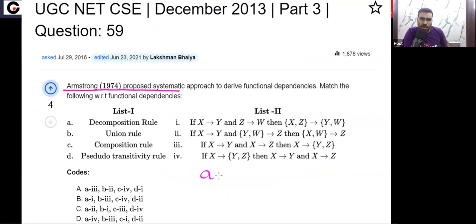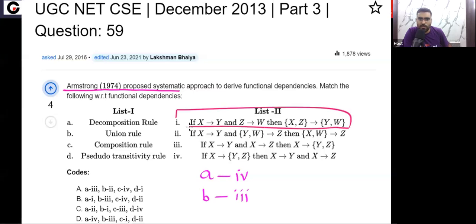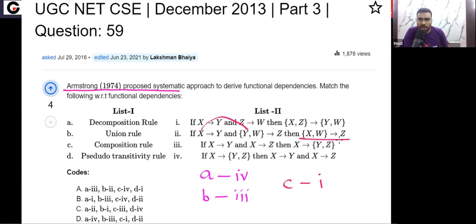Decomposition rule: A will match with fourth. Union means combining on RHS, so B will match with third. Composition: if X determines Y, Z determines W, then XZ determines YW, so C is matching with 1. Next, pseudo transitivity: X determining Y, YW determining Z. Now X can determine Y, so XW can determine Z. So D will match with 2. For this question, the answer will be option D.